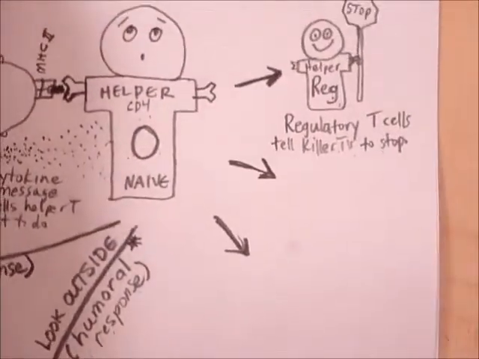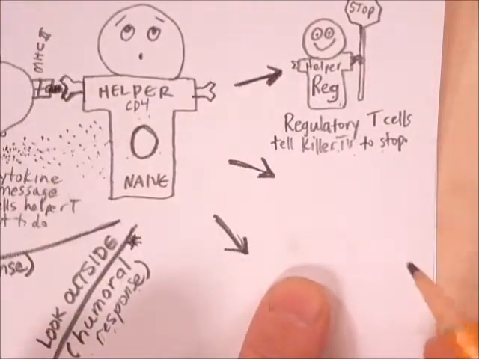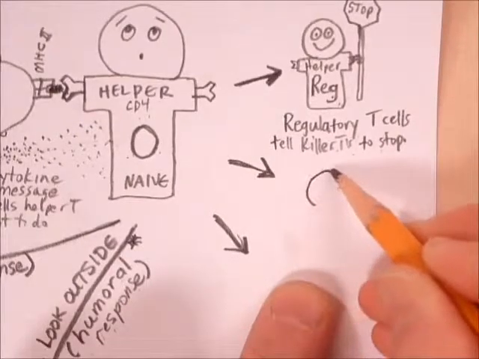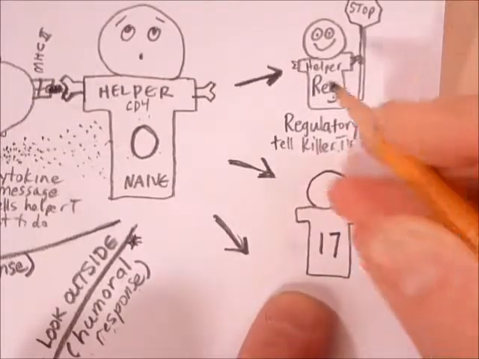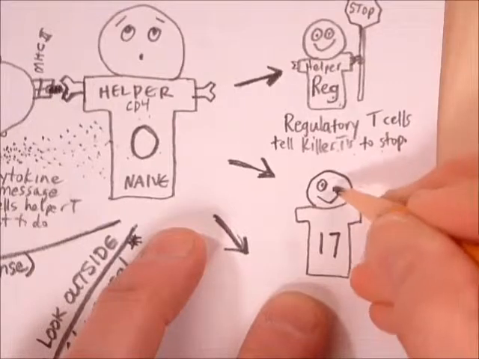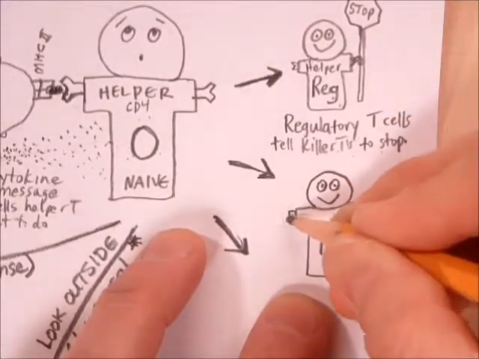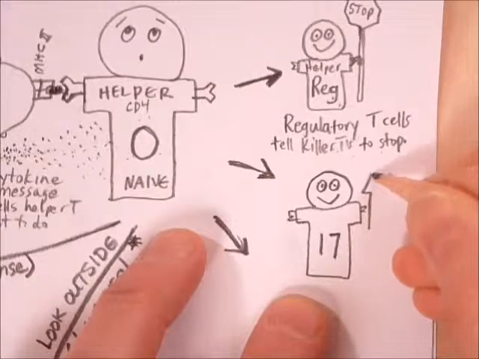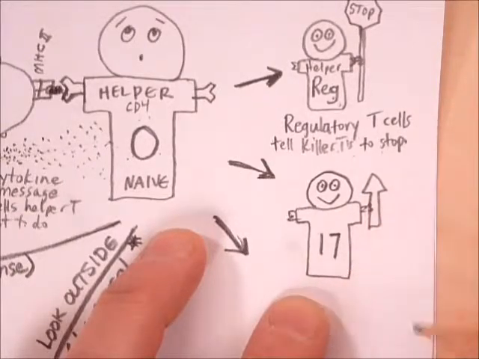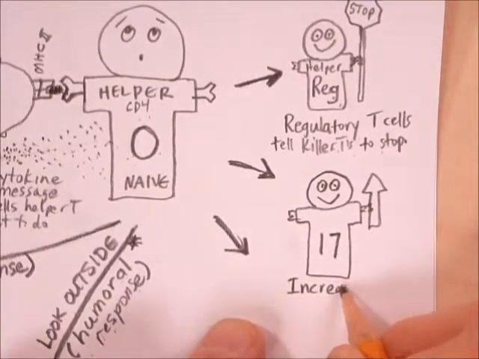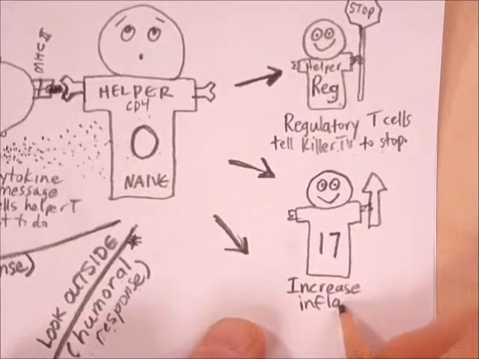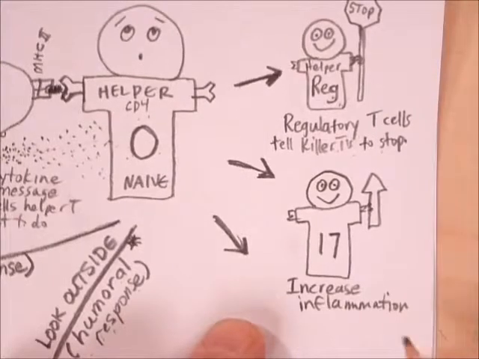Okay, so down here, another thing that could happen is we also have another kind of cell. He's got a different number on his jersey. Let's make him right here. Okay, he's got number 17 on his jersey, and he's all happy because he knows what to do. But he's going to be holding an arrow pointing up. Okay, so unfortunately, these guys, what they do is increase inflammation, two M's. They increase inflammation. So this is kind of not really a smiley face for your body sometimes.